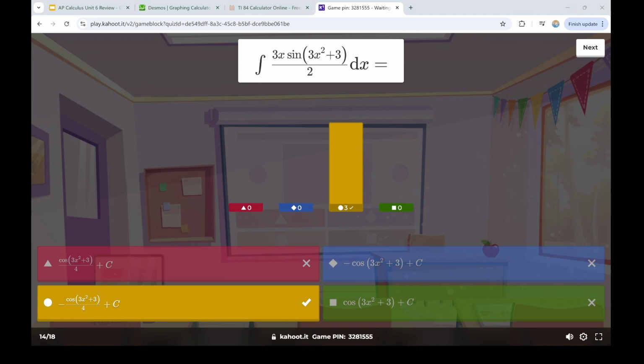Let's take a look. So I think we all chose the correct answer. That's very good. Just for reference, this is also a u substitution. We substitute u as 3x squared plus 3, and then we have negative cosine. And we have a constant due to 3/2, and also we need to multiply to change dx to du. So the yellow option is correct, and congratulations for getting it.